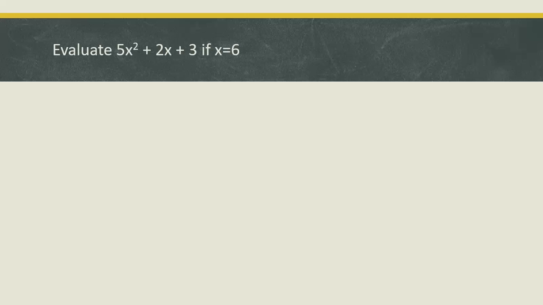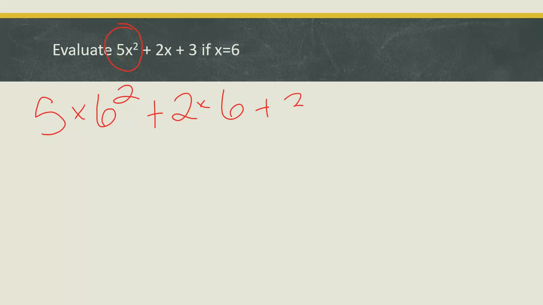Before we start writing, let's think about what 5x squared means. When we have a number right in front of a variable, that means we're multiplying. So really that is 5 times x squared. Okay, so 5 times x, remember, is 6, so 6 squared, plus 2x. So again, 2x means 2 times x, so 2 times 6 plus 3.